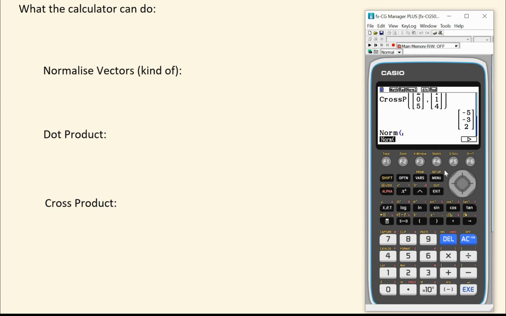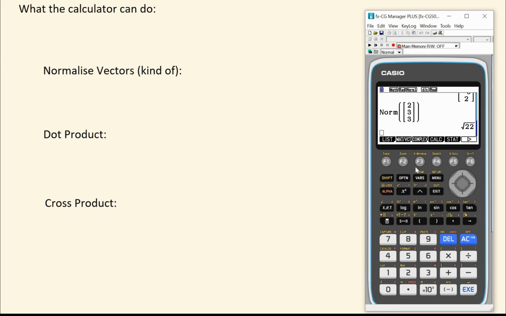So say I want to normalize the vector. Let's exit this and go back to math vector. I can normalize the column vector. Say I had this column vector and I click normalize, it will then tell you what its magnitude is. So the magnitude of this is root 22. Not hugely useful, but it's useful to know it exists.